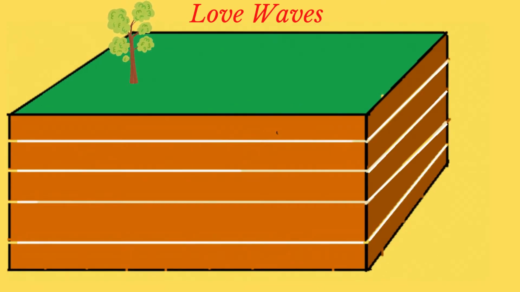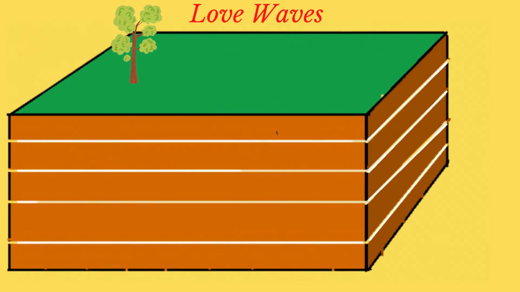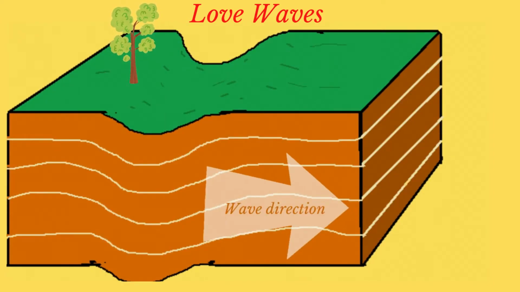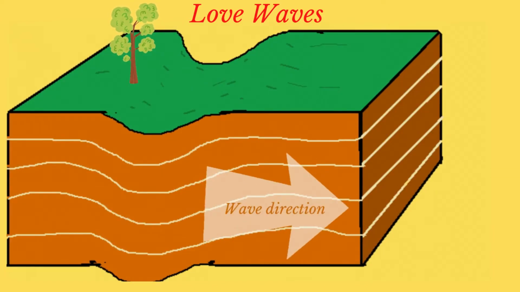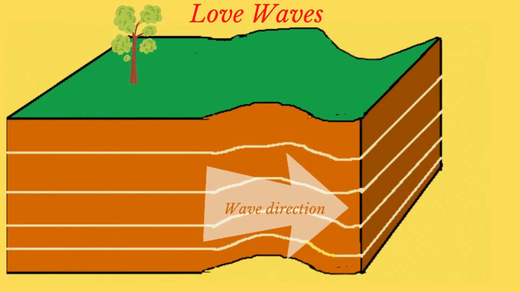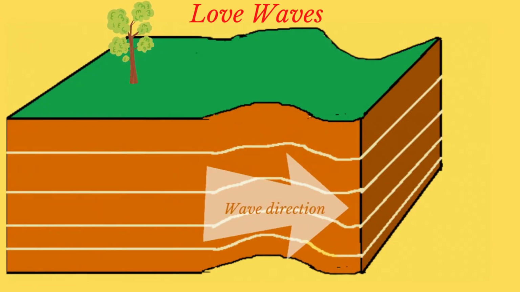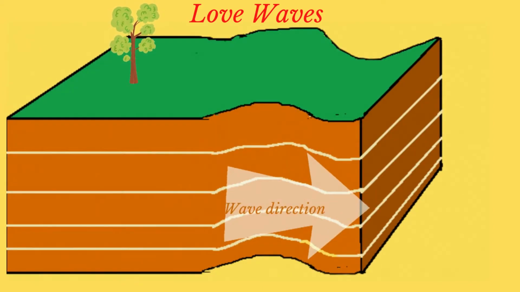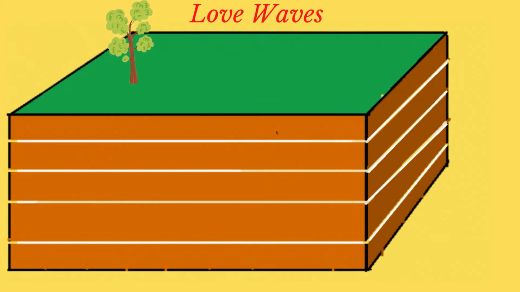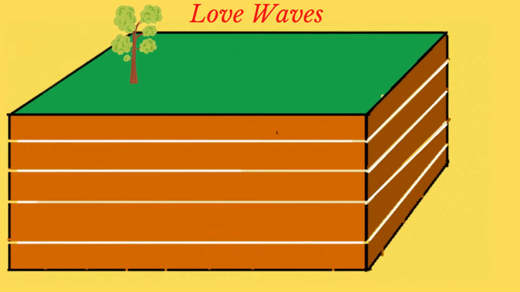Love waves travel at a speed that is usually about 10% slower than S waves. But like S waves, they cannot spread through water. However, they usually travel slightly faster than Rayleigh waves. So Love waves arrive before Rayleigh waves at seismograph stations.